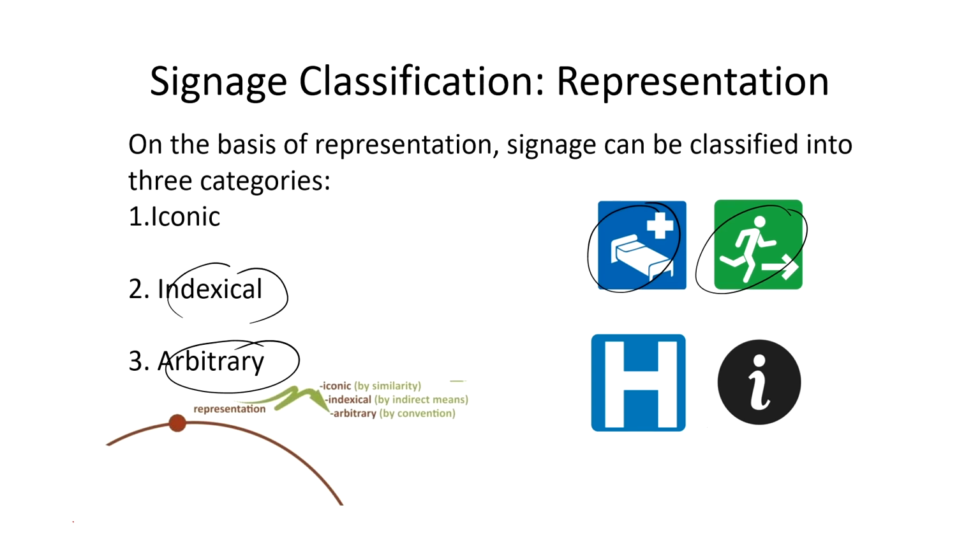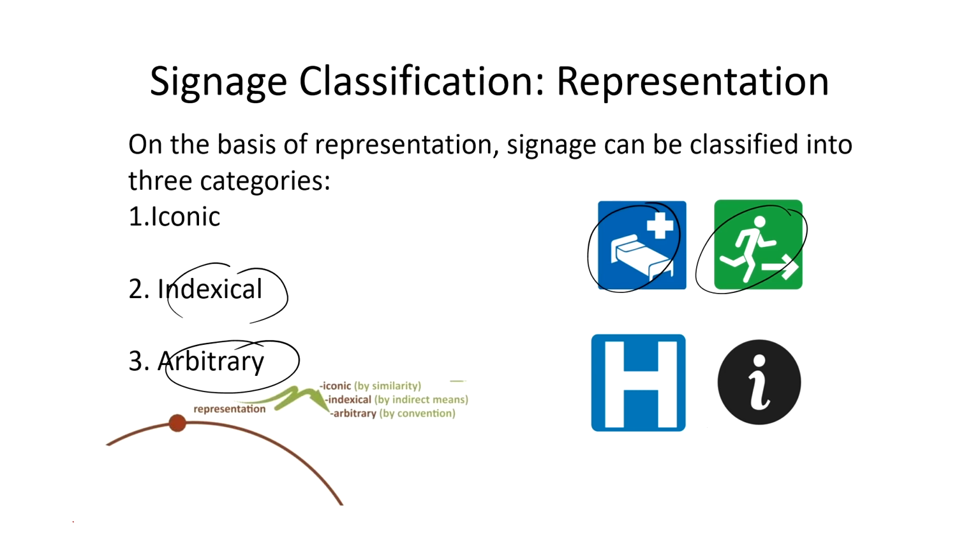Another one, indexical signages. Indexical signage communicates indirectly, relying on contextual clues or association to convey meaning. For example, the arrow pointing towards the staircase implies the direction of the nearest exit. The footprint on the floor guides pedestrians towards the restroom, and the directional sign with the text 'this way' indicates the path to follow. These signs indirectly point or guide users based on contextual clues.